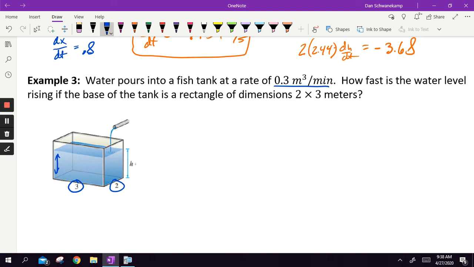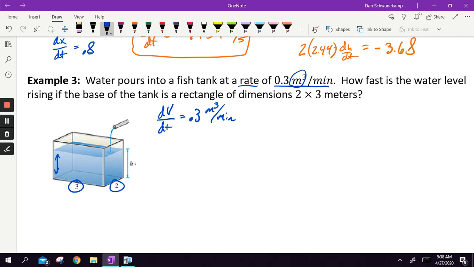So let's label some stuff. Water pours into the fish tank at a rate of 0.3 meters cubed per minute. So this is normally the thing that students struggle with labeling. We're pouring this water into the tank. It's a rate. But what is it a rate of? Look at those units. It is the change in volume over time. And it makes sense. We're just adding more and more water. Oh, that is the change in volume. It is growing. That's how we know it's positive, because we're adding water to the tank.